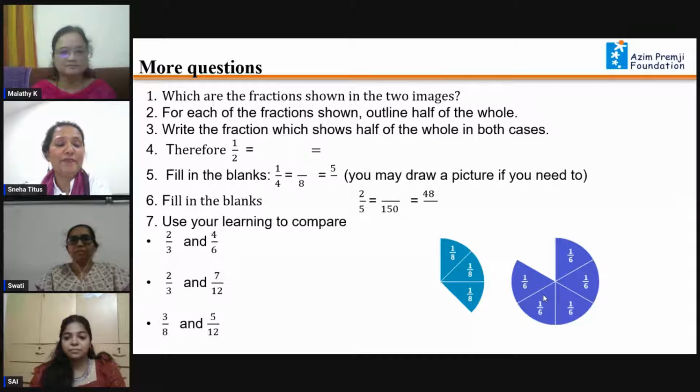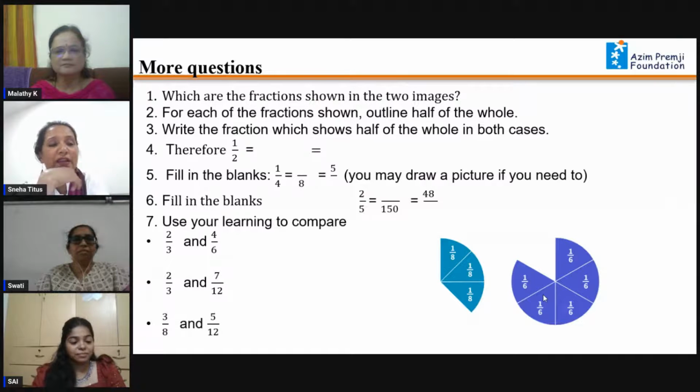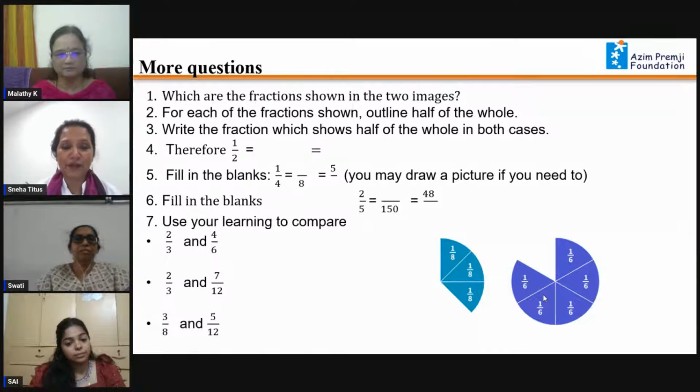All right. This is something which we created just for the equivalent fractions. But in the interest of time, I'm going to stop here and ask if there are any questions. Can we remove the PPT, please?